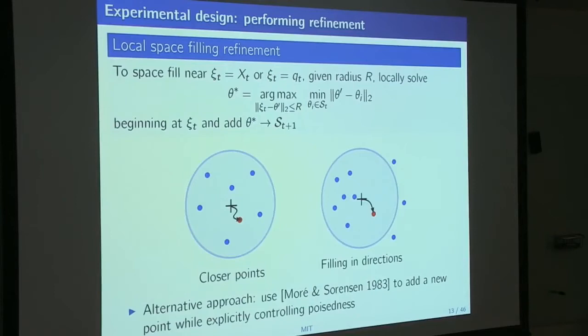In the context of local approximation, there's this notion of poisedness that captures the quality of the geometry of the points. And what we want to do is essentially add points in a locally space-filling way that controls poisedness. So one way would be to solve this optimization problem here, and there are nicer methods that take advantage of polynomial approximation and put points in places that could be good places.